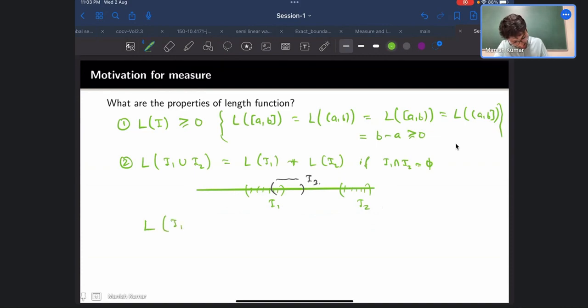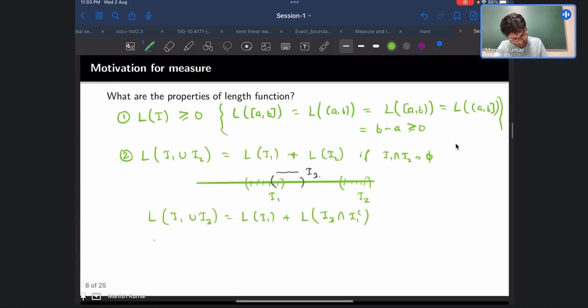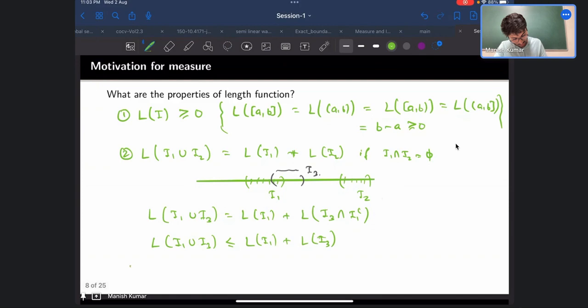the length of I1 union I3 is nothing but the length of I1 plus the length of I3 intersection with I1 complement, something like that, right? And in general, we can say that the length of I1 union I3 is less than or equal to the length of I1 plus the length of I3. So we get some bound. These three things hold when we are talking about the union.